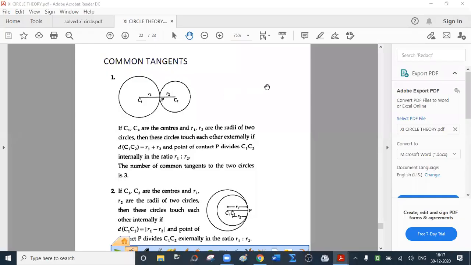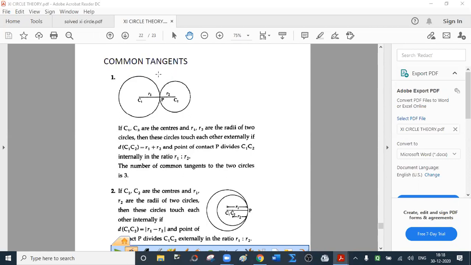Let us discuss the common tangents. First case: if C1, C2 are the centers and R1, R2 are the radii of two circles, then these circles touch each other externally if the distance between centers, that is C1C2, is R1 plus R2, and the point of contact P divides the join of the two centers, that is C1C2, internally in which ratio? R1 is to R2.